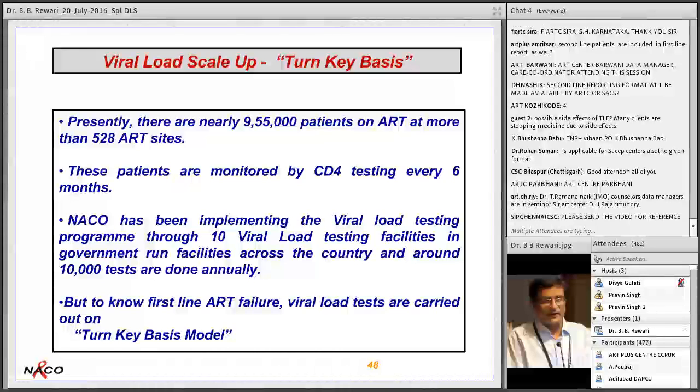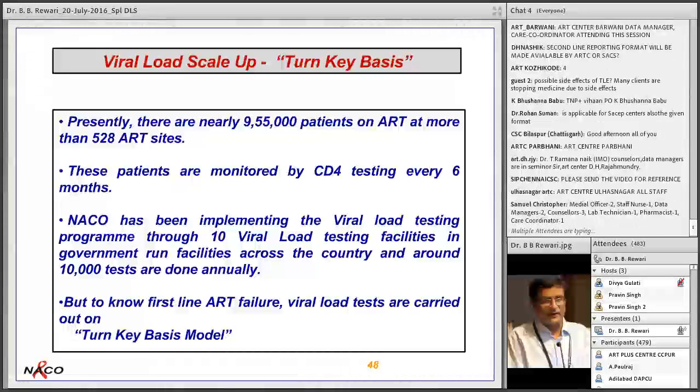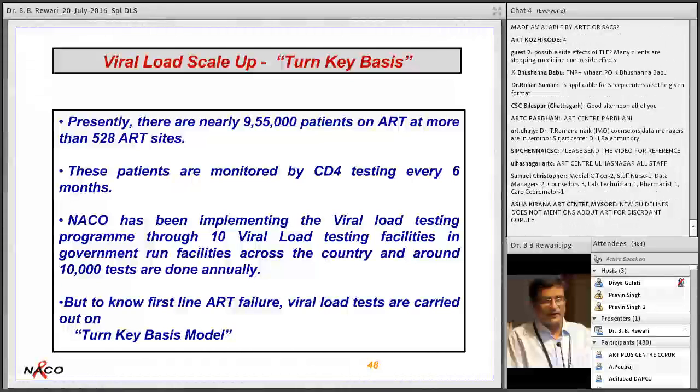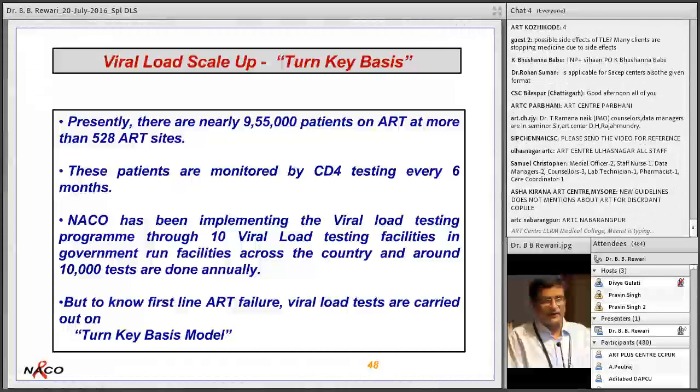So we have been trying for many years to get viral load testing, but you have to understand there are 9,55,000 patients on the ART centers. There are only 10 viral load testing facilities in the government. They are doing 10,000 tests only. So no first line failure earlier. We require a viral load test, and now we are rolling out viral load testing facilities on a turnkey basis.